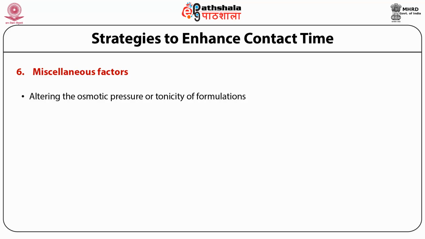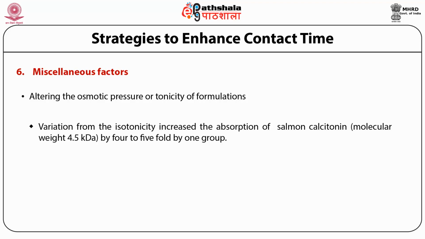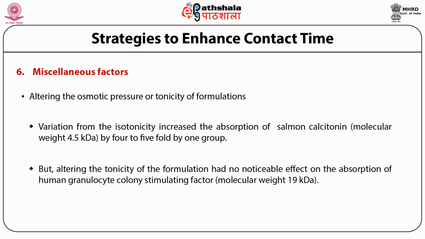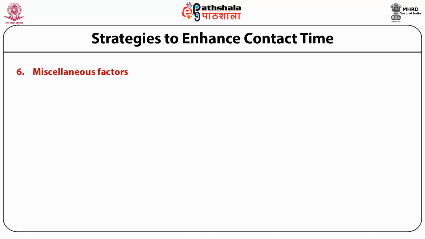It is a well understood fact that variation of the isotonicity increased the absorption of salmon calcitonin, which has a molecular weight of 4.5 kilodaltons, by 4 to 5 fold in one study. But altering the tonicity of the formulation had no noticeable effect on the absorption of human granulocyte colony stimulating factor, which has a very high molecular weight of 19 kilodaltons. Another research group observed that decreasing the pH of the formulation will enhance the drug absorption. Conclusively speaking, alterations of pH and osmotic pressure beyond a certain range may damage the epithelium and hence increase the permeability of xenobiotics.